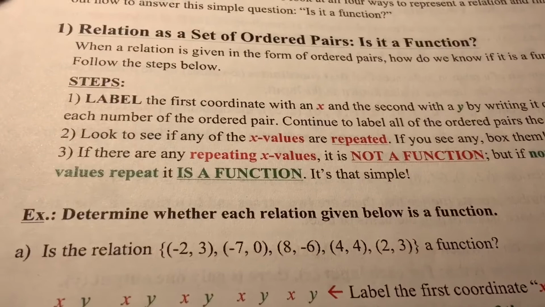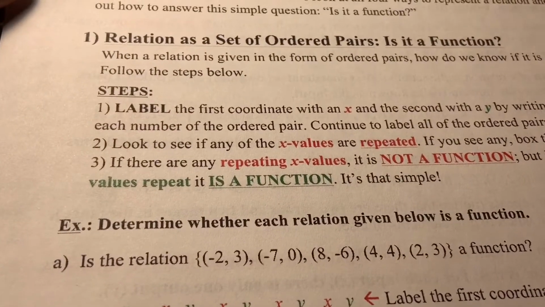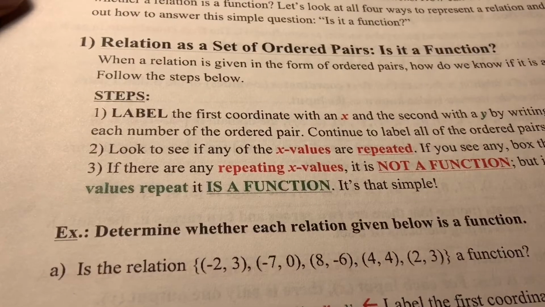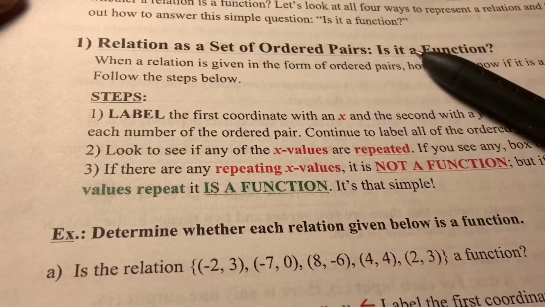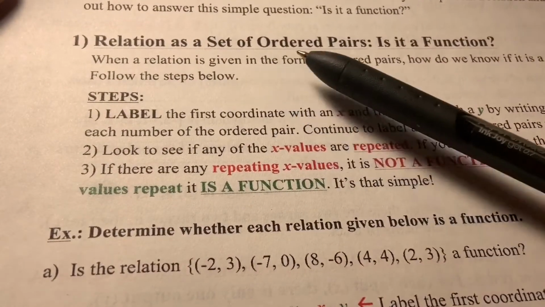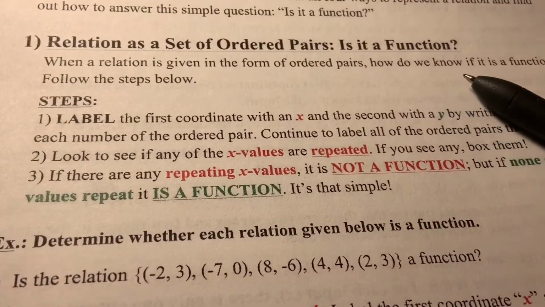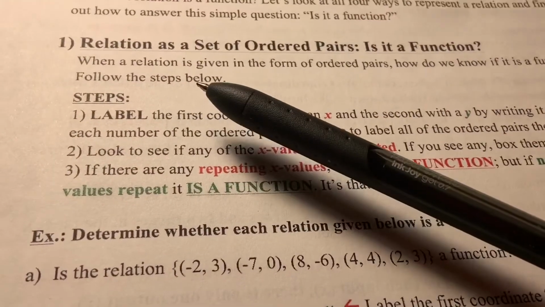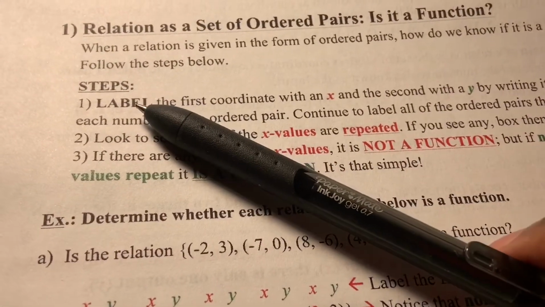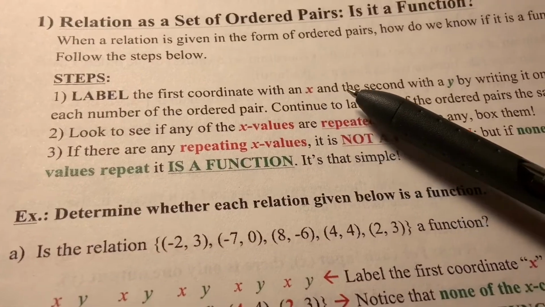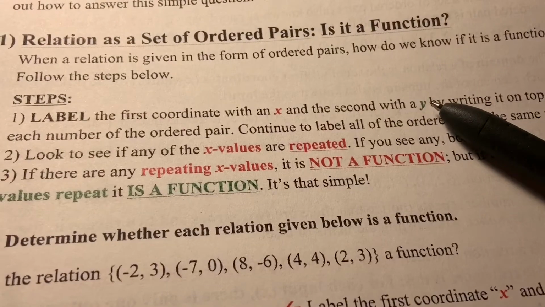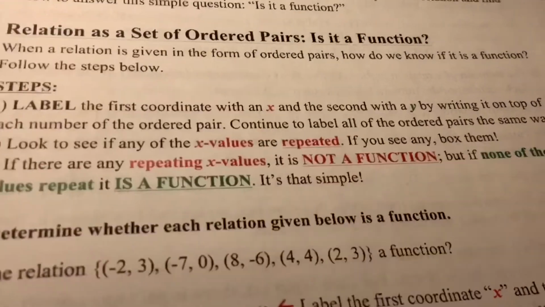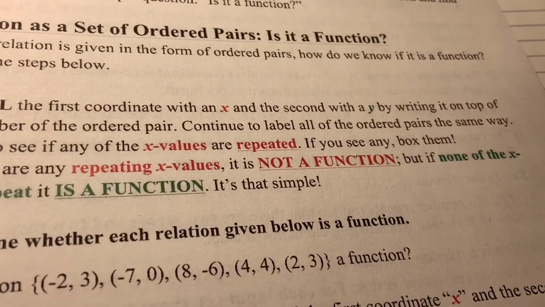So the first way we know how to represent a relation is as a set of ordered pairs. Relation as a set of ordered pairs, is it a function? When a relation is given in the form of ordered pairs, how do we know if it is a function? Follow the steps below. Step 1, label the first coordinate with an X and the second with a Y by writing it on top of each number of the ordered pair. Continue to label all of the ordered pairs the same way.